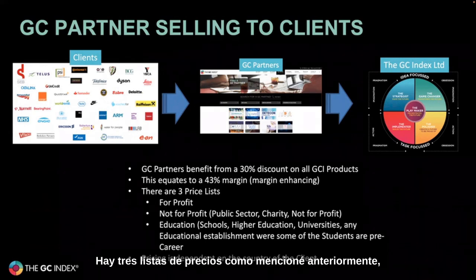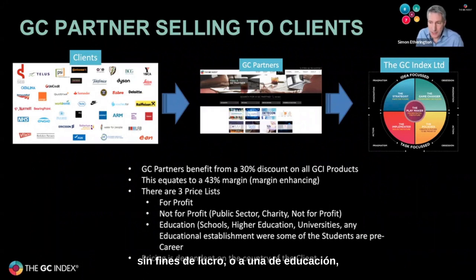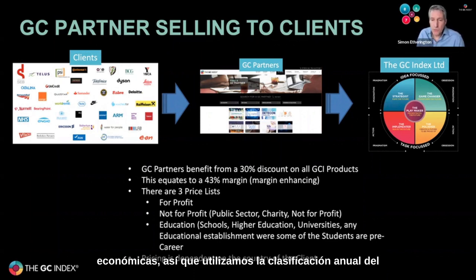There are 3 price lists, as I mentioned earlier on, if you're selling to a for-profit company, a not-for-profit company, or an education company. And pricing is dependent on the country as well, where that client resides. Obviously, different countries have different economic situations, and we use the World Bank's annual classification of country income to determine which kind of pricing there is.